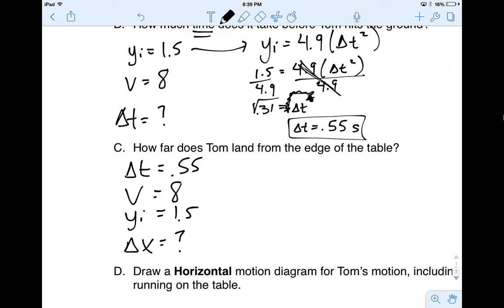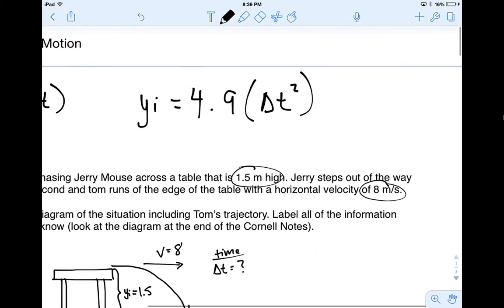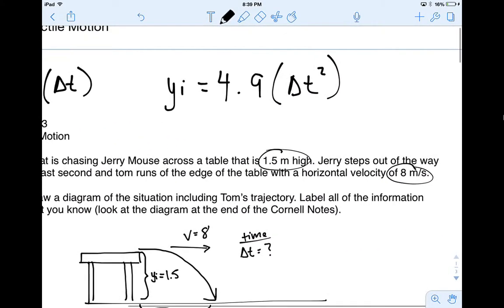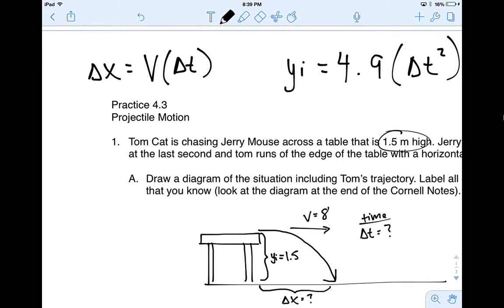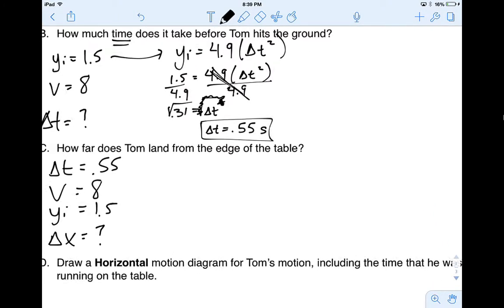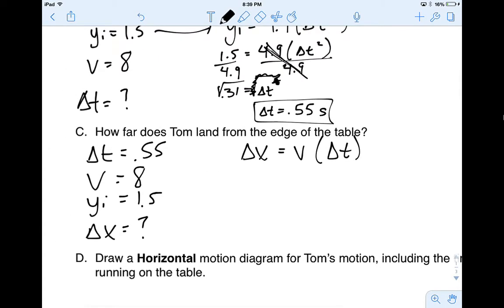Now, this is pretty simple, guys. Delta x is only in one equation, okay? This equation here, I don't know why it won't zoom. The yi equation doesn't have a delta x, so I can't use it. So I have to use my delta x equation. All right, so I'm going to go delta x equals v times delta t. And then I'm just going to plug in, okay?